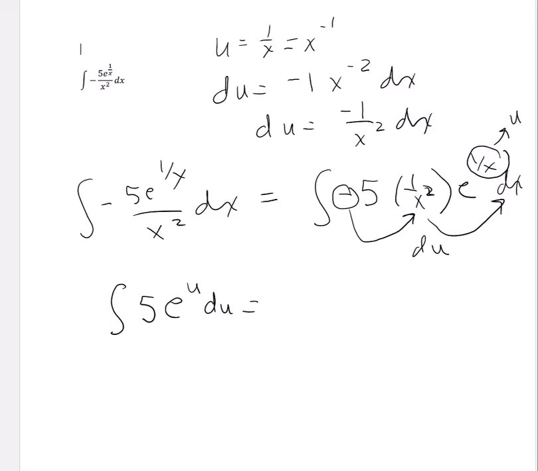Now that we've changed it over to 5e to the u, we know the integral of 5e to the u is 5e to the u plus c. U was really 1 over x, so we're going to write that as 5e to the 1 over x plus c, and we finished. Our next one also has an e, but notice this time it has two e's.